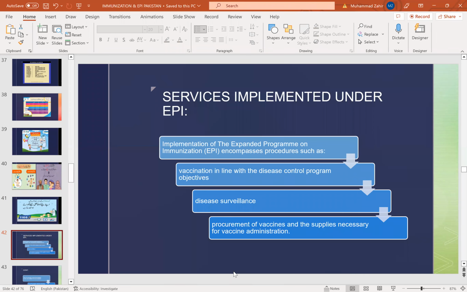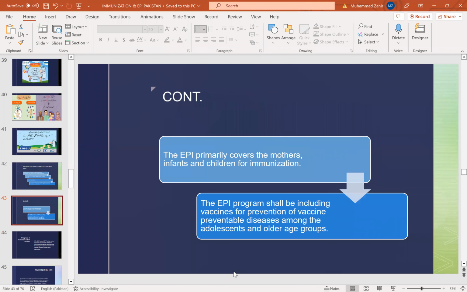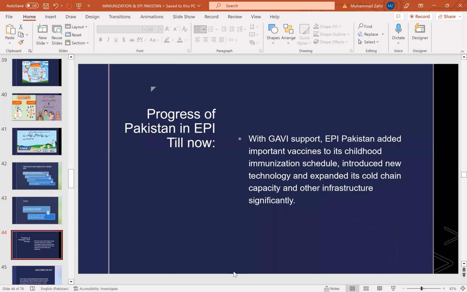Services implemented under EPI. Implementation of the expanded program of immunization encompasses procedures such as vaccination in line with the disease control program objectives, disease surveillance, and procurement of vaccines and supplies necessary for vaccine administration. The EPI primarily covers the mothers, infants, and children for immunization. It shall also include vaccines for prevention of vaccine-preventable diseases among adolescents and older age groups.